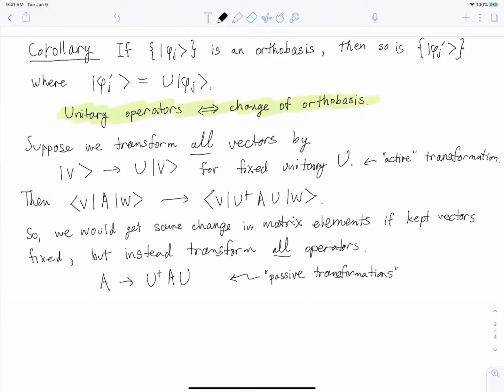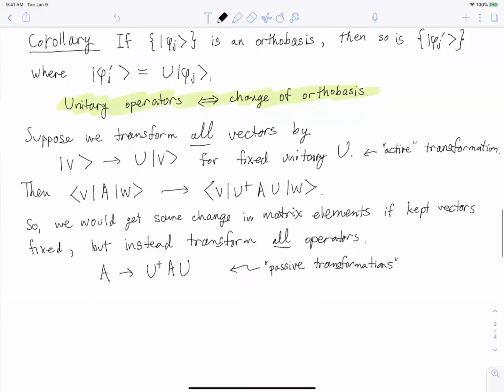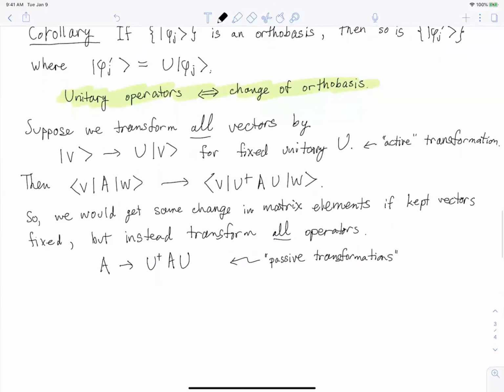But since the matrix elements are what matter when we do some calculation, they're the numbers that we get out, it's nice to have two different ways of looking at it. The active way, where you change the vectors, and the passive way, where you leave the vectors alone and you change the operators. Okay, questions on that?